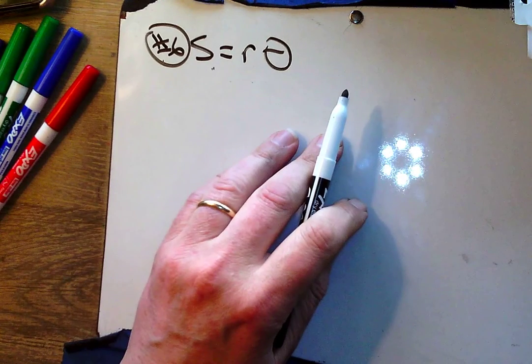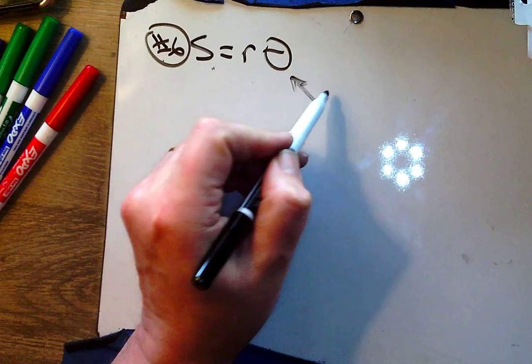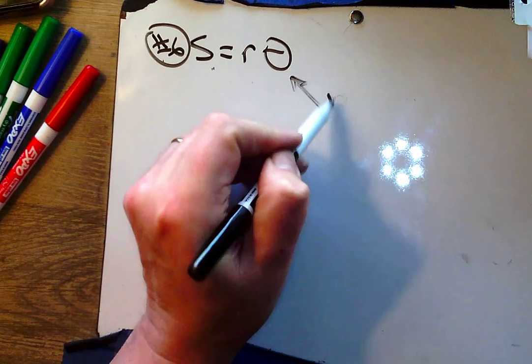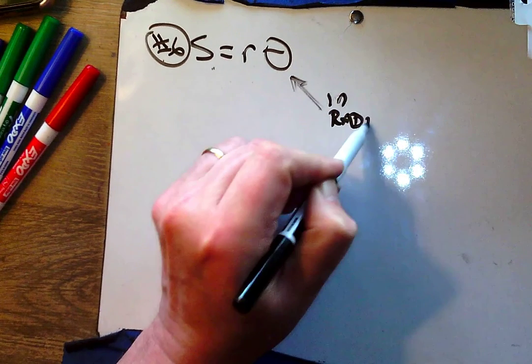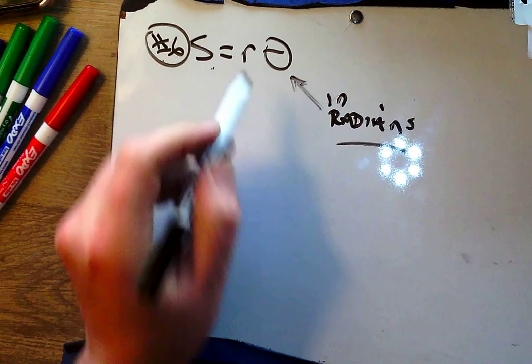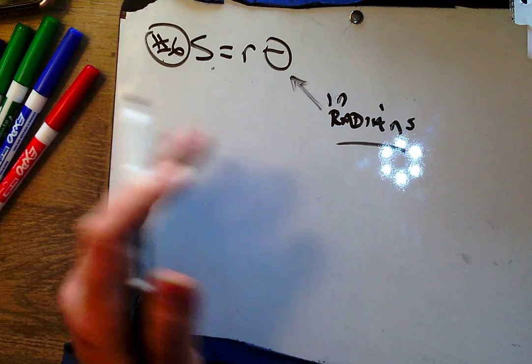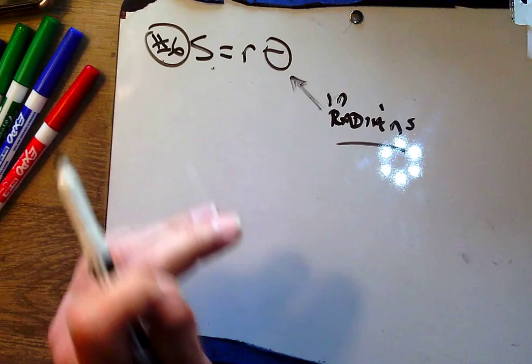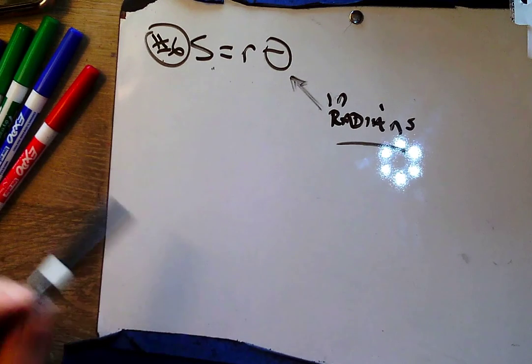It's an S equals R theta situation, and remember, theta must be in radians. So you'll need to remember to do that converting, because latitude and longitude are in degrees, and that's what will be given in that problem.